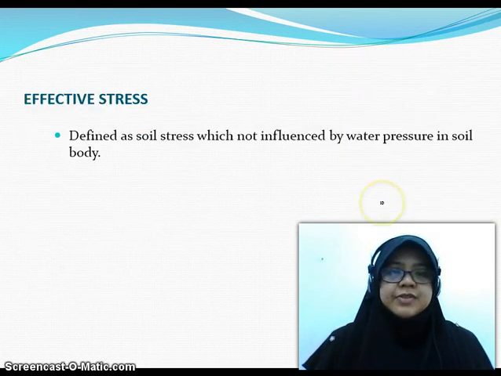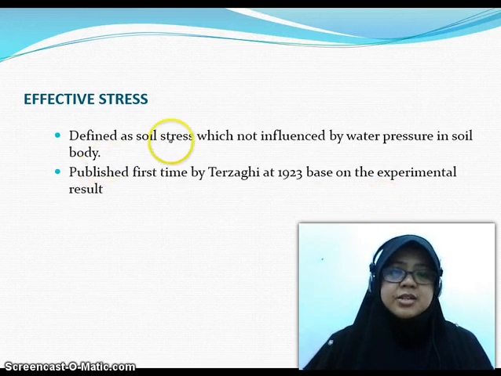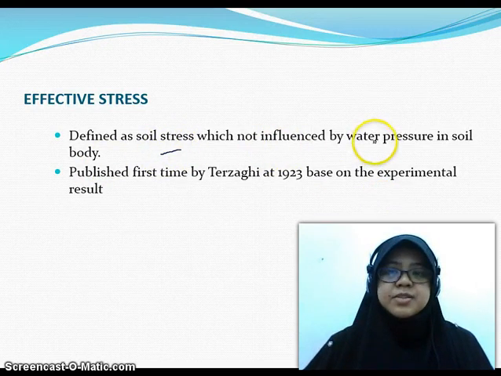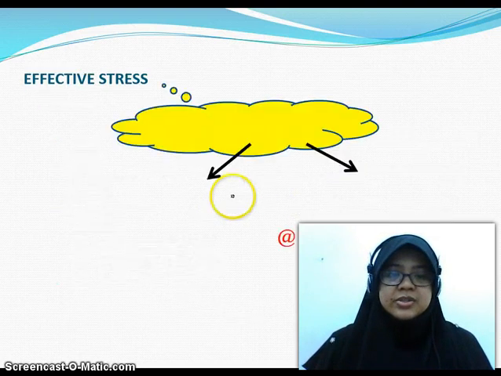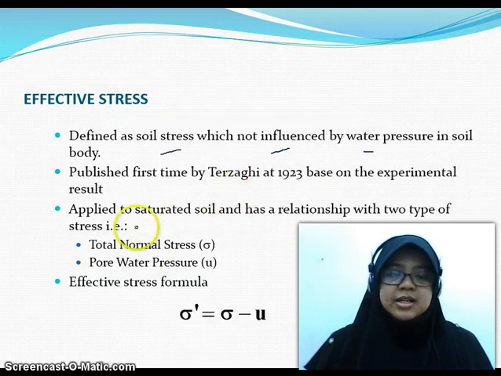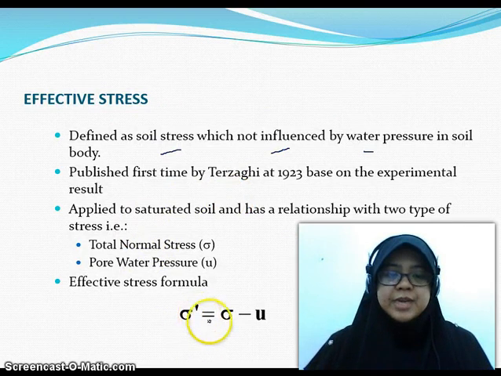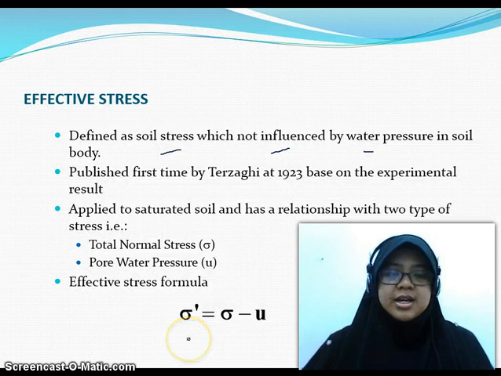For the effective stress, it is the soil stress which is not influenced by any water pressure, and that's why the calculation is effective stress, the stress prime, equals the total stress minus the U. The total stress minus the U.